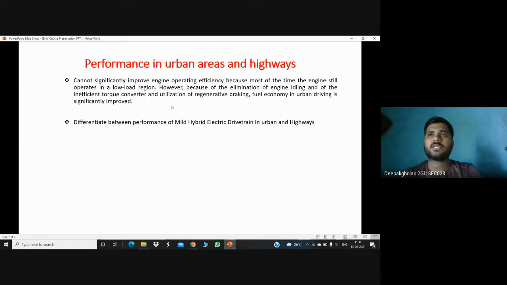Say we are driving the vehicle in urban cities, in traffic. We are applying the brakes continuously. Due to this continuous braking, there is a loss of energy. To overcome these disadvantages, mild electric hybrid vehicles are introduced. The mild hybrid vehicles, what is this?